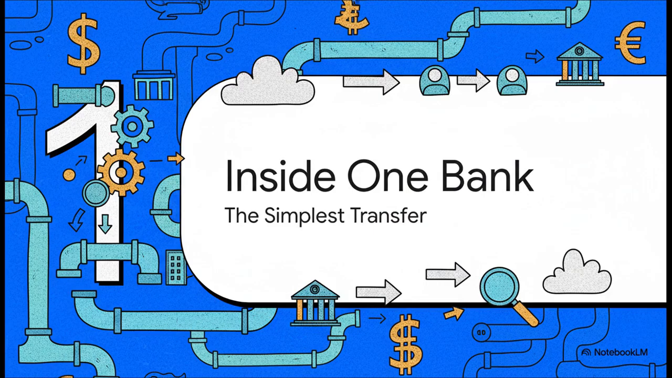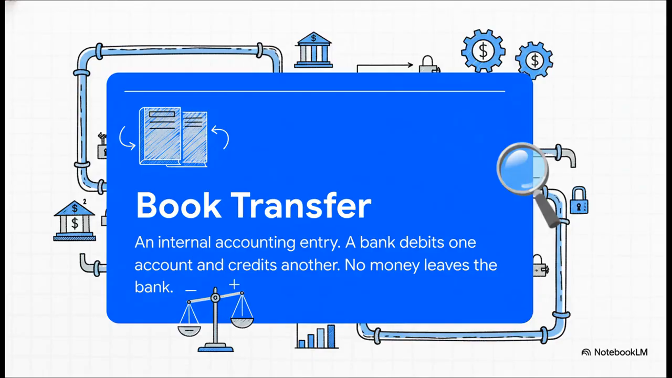Okay, so to understand the whole system, we have to start with the absolute simplest case you can imagine: moving money when both people use the very same bank. This is called a book transfer. And honestly, it's about as simple as it gets. Just think of the bank making a note in its own private diary.